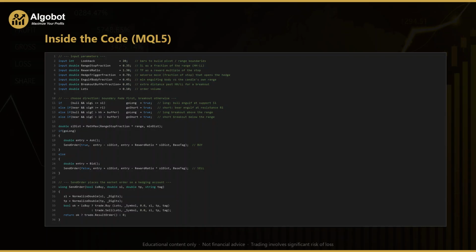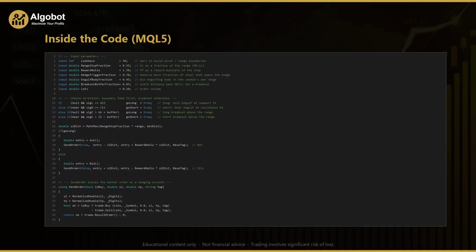Lookback sets how many bars build the pivot and the range. RangeStopFraction sets the stop distance as a fraction of that range, here 35%. Reward ratio sets the target as a multiple of the stop, here 1.3. HedgeTriggerFraction decides how far an adverse move must travel before the opposite hedge opens. And Engulfing Boundary Fraction sets the minimum body size for a valid pattern.